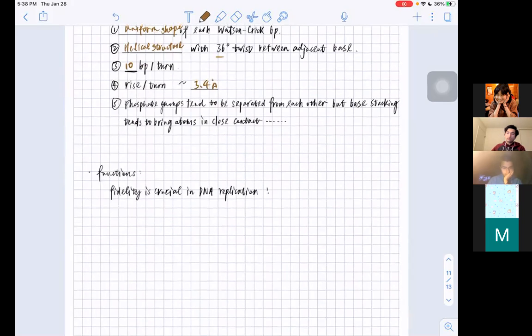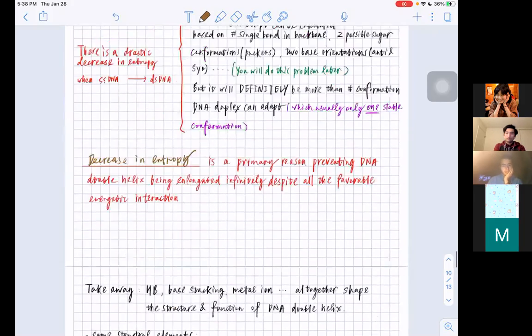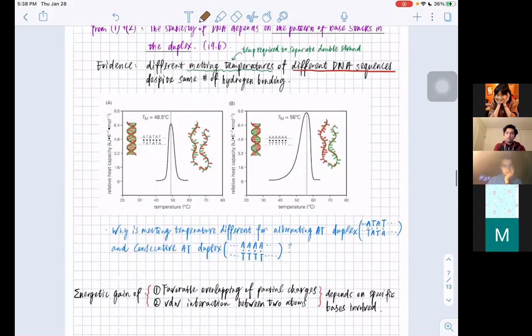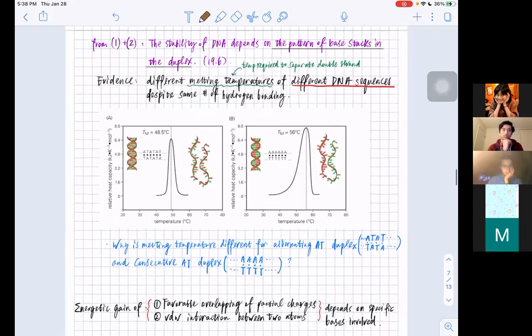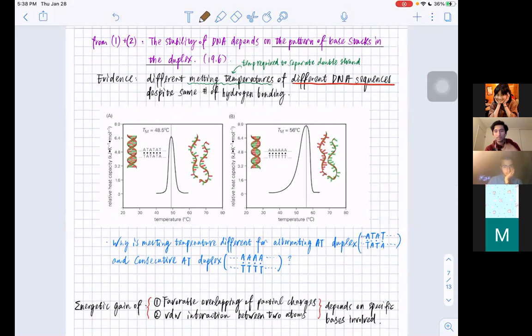Some function you can think about, one primary one I can think of is the fidelity of DNA in the DNA replication process. Yeah, so I think you guys can look over these questions by yourself, because I'll let the other tutor go through their presentation.